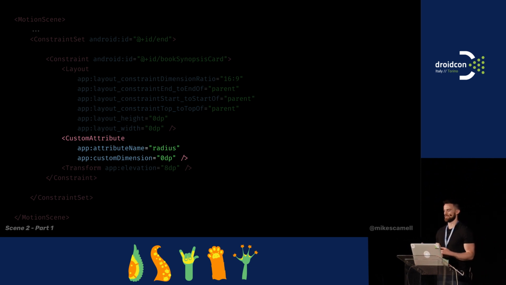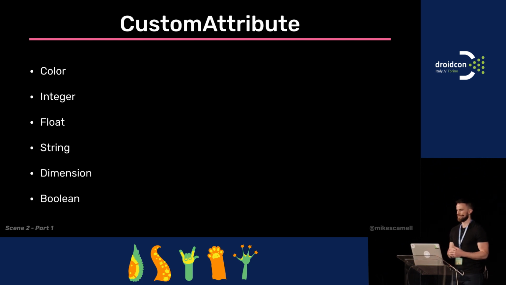Things like rotation apply to a lot of views, so that's why you don't need to set a custom attribute for it. We can use any attribute as long as there is a getter and setter prefix for it, and the value type is one of the following: a color value, integer, float, string, dimension, or boolean. If you set a custom attribute, you must set it in both the start and the end constraint set. If you remember, I mentioned that key attributes can also take a custom attribute. So you can use any I just mentioned to change something at a certain frame.